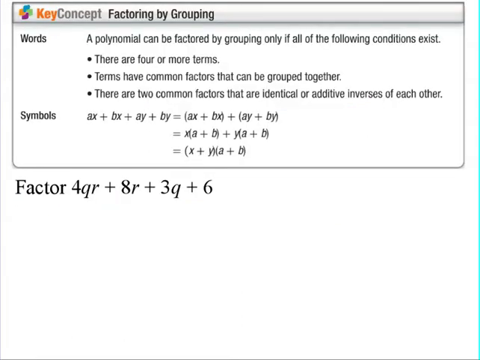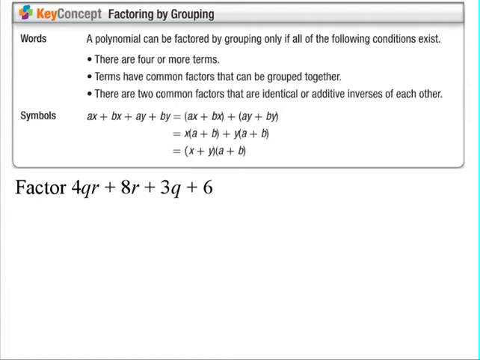So now we're going to look at how you factor by grouping. Okay, we're going to get into some factoring now. And so factoring by grouping, a polynomial can be factored by grouping only if all of the following conditions exist. Okay, I don't know if you need to write down this box so much as just know what is contained within it. There are 4 or more terms. So you can only group when you have 4 or more terms.